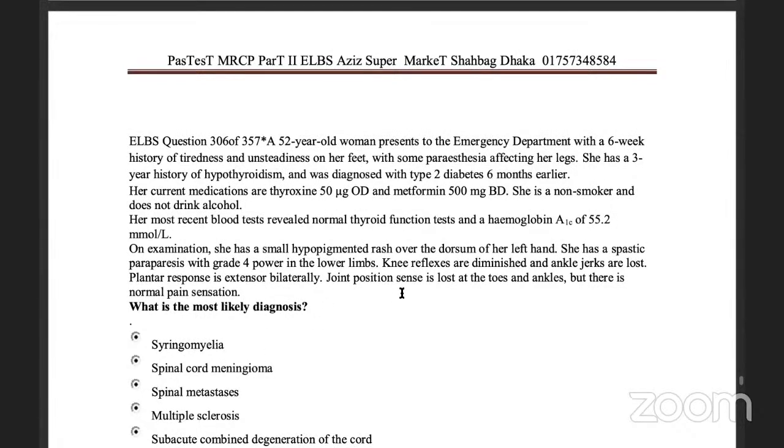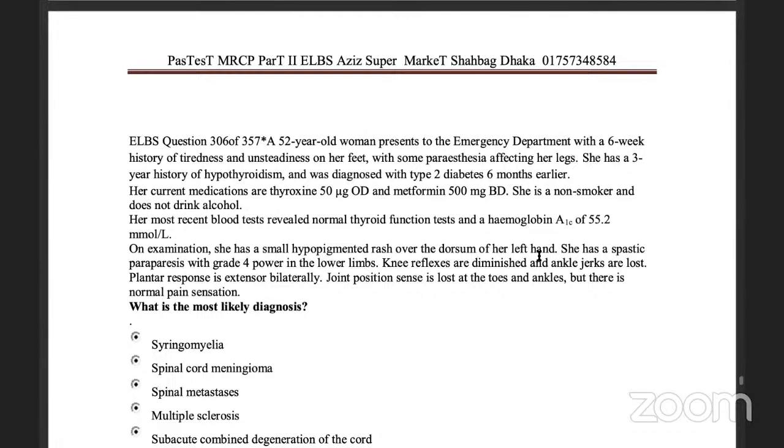So joint position sense is lost at the toes and ankles, but there is normal pain sensation. A very small hypopigmented rash over the dorsum of the left hand. Spastic paraparesis with grade 4 power in the lower limbs. Knee reflexes are diminished and ankle reflexes are lost. Plantar response is extensor bilaterally.